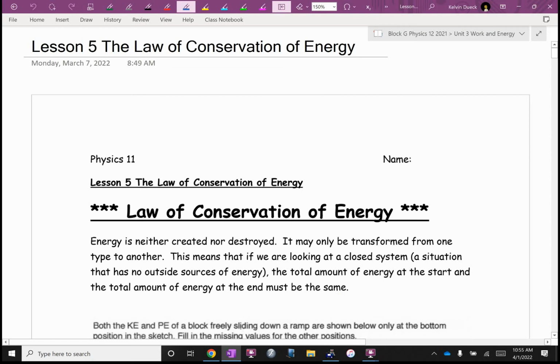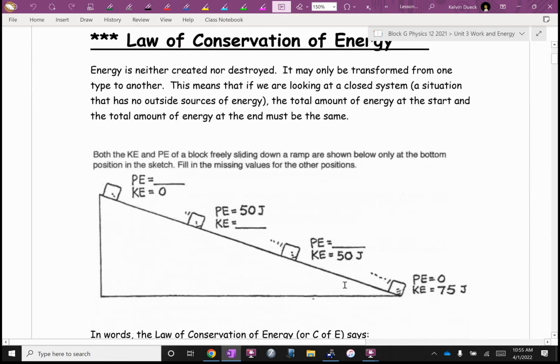There's a more poetic way to say this. The more poetic way says the total amount of energy in the universe has remained constant since the Big Bang. Let's look at an example.